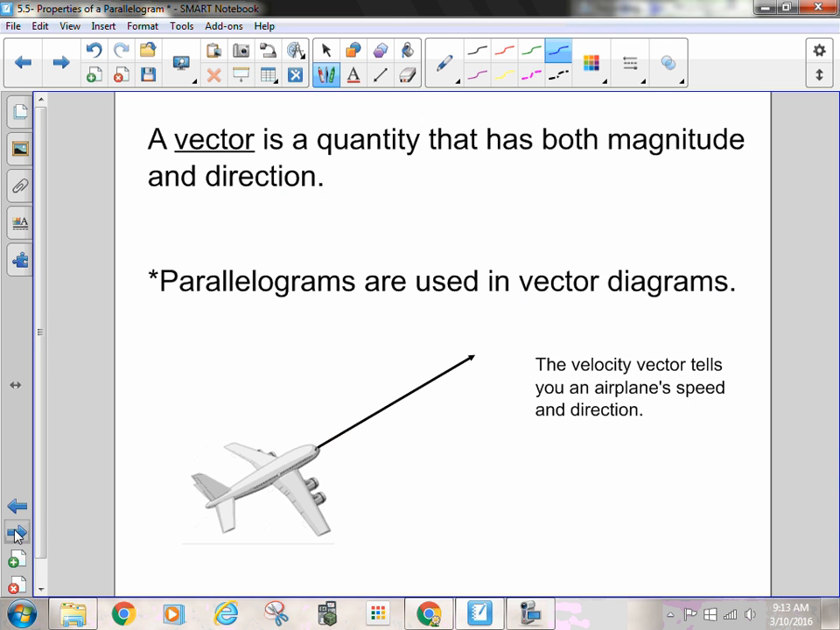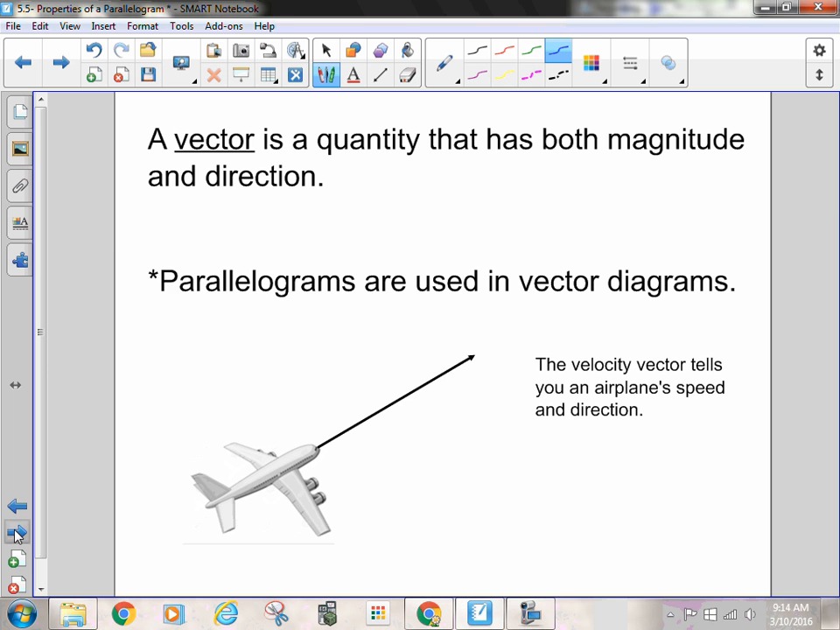Now we are going to use parallelograms with vectors. A vector is a quantity that both has a magnitude and a direction. And we are going to use parallelograms in vector diagrams. You see vectors a lot with airplanes. A velocity vector tells you the airplane's speed and direction.